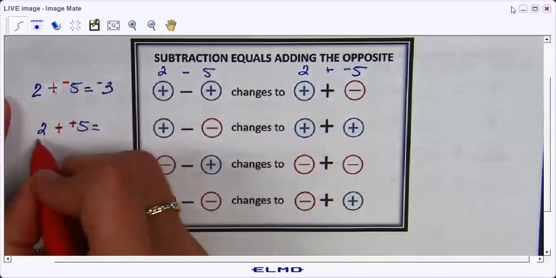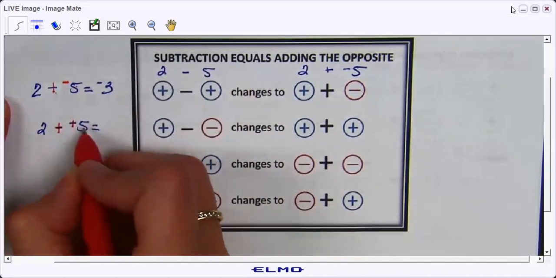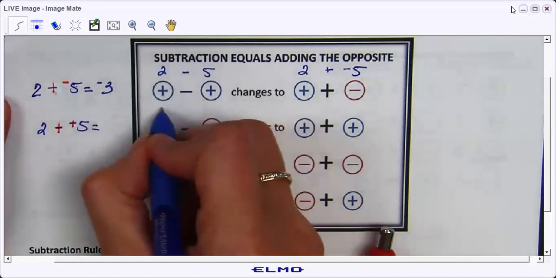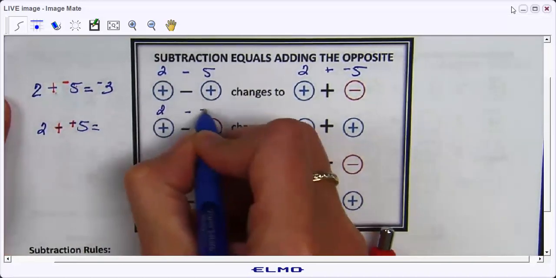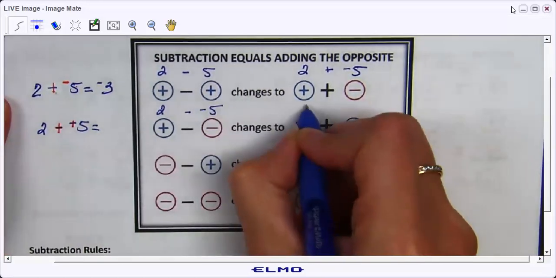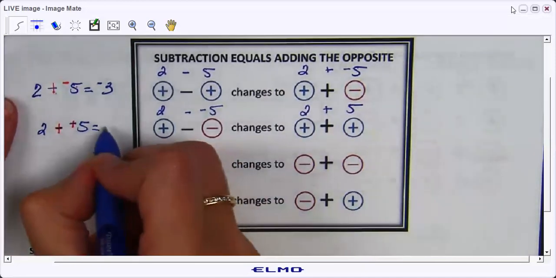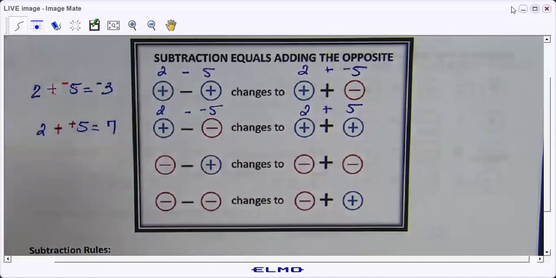So I kept the first number, changed the operation, changed the sign. Keep, change, or add the opposite. So 2 minus a -5 becomes 2 plus a +5. And we all know 2 plus 5 is 7.